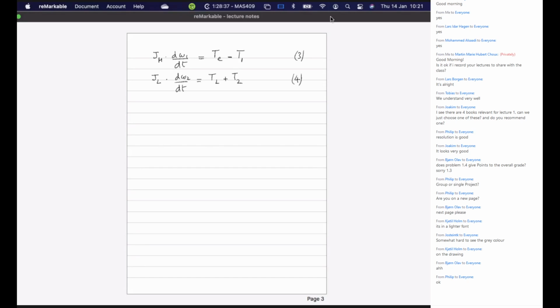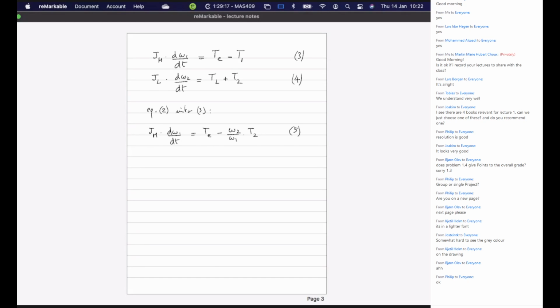So now if I use equation 2 into equation 3, then I can rewrite this one: Jm d omega 1 divided by dt equal to Te minus, and T1 was equal to omega 2 divided by omega 1 T2. And that's my equation 5.